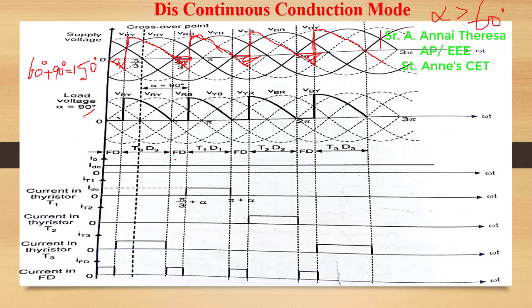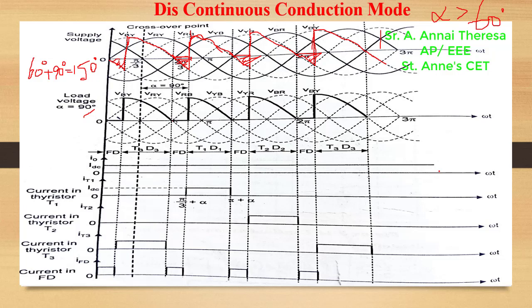If you are asked to draw the waveform for only the RL load, you can draw like this. If you have to draw with the freewheeling diode, then you can draw this waveform. This is the load voltage, that is, the output voltage for discontinuous conduction mode. Why is it called discontinuous conduction mode? See, zero is reached here. After this, zero output and then output, then zero output again. So this is called discontinuous conduction.